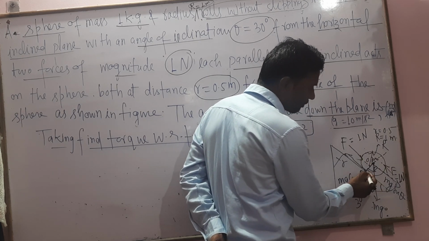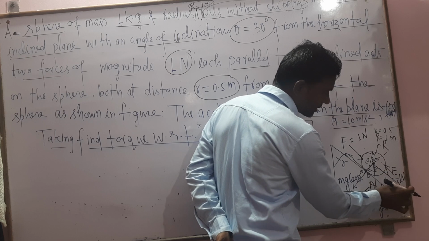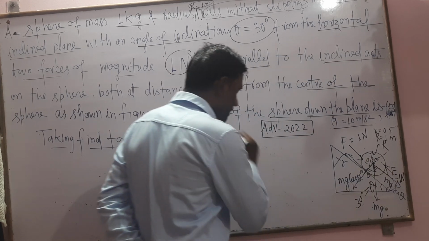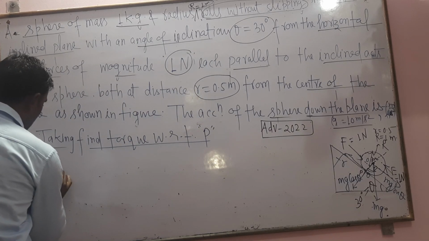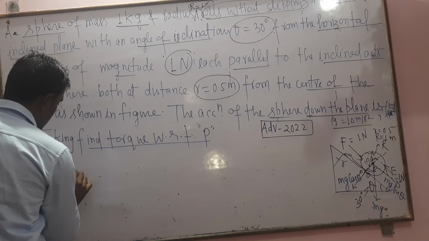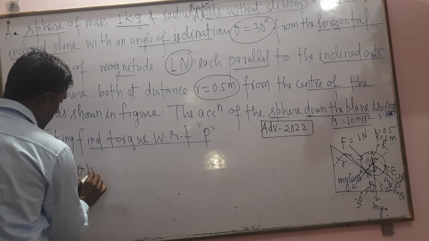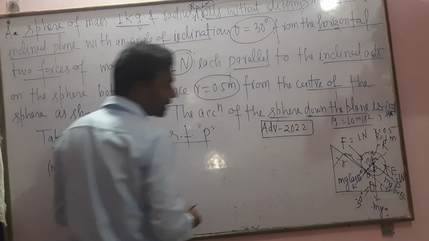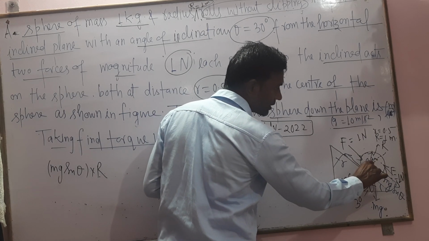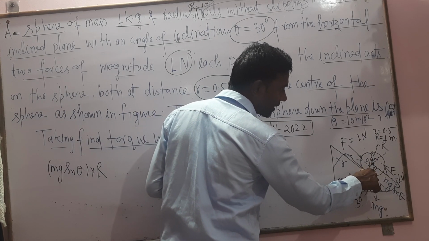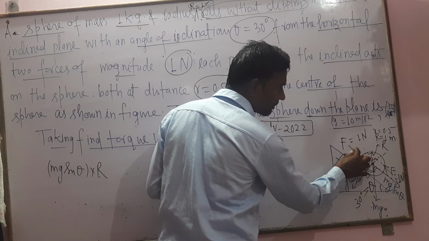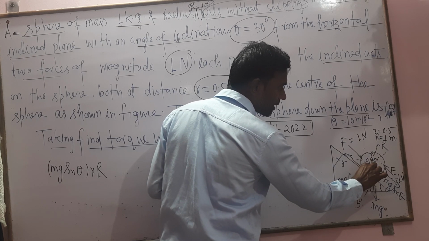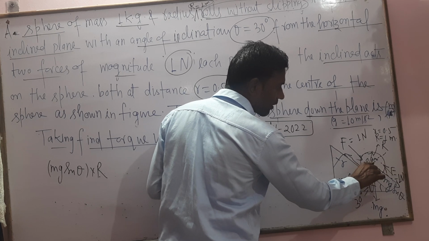With respect to point P, the torque of mg sin theta has lever arm capital R, so we write mg sin theta times capital R, in the clockwise direction. Also, the force capital F equals 1 newton, with distance capital R minus small r, which is also clockwise.